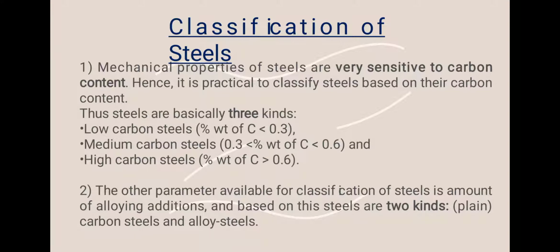The other parameter available for the classification of steel is the amount of alloying addition, and based on this, steels are of two kinds: plain carbon steel and alloy steel. These are the two kinds. Plain carbon steel and alloy steel are the other parameters present in the classification of steel. We'll go to the next page.